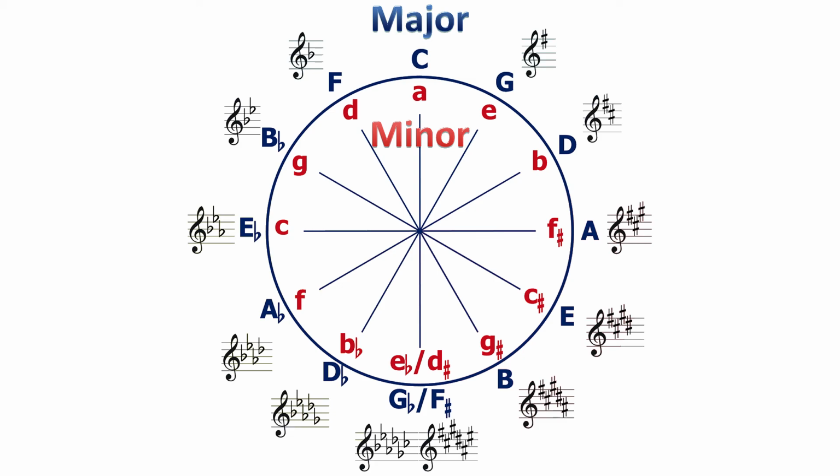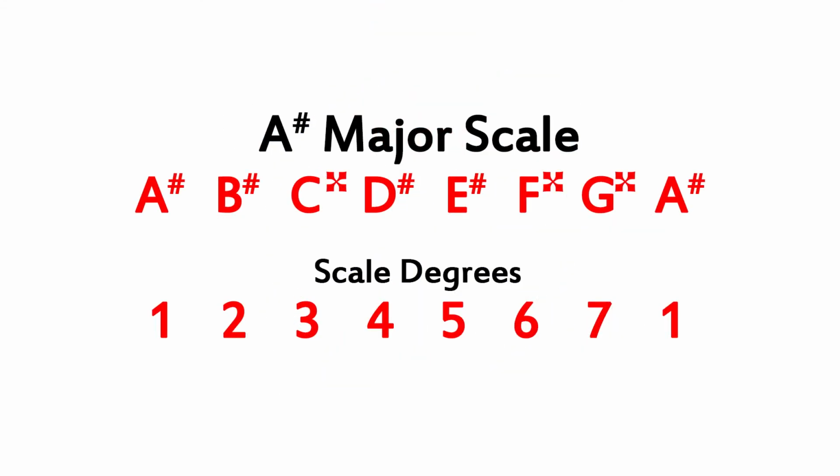Now, A sharp major in all its glory would be A sharp, B sharp, C double sharp, D sharp, E sharp, F double sharp, G double sharp. This would mean that the relative minor of A sharp major would be F double sharp minor. Let me say that again. F double sharp minor is the key there, and it doesn't work.